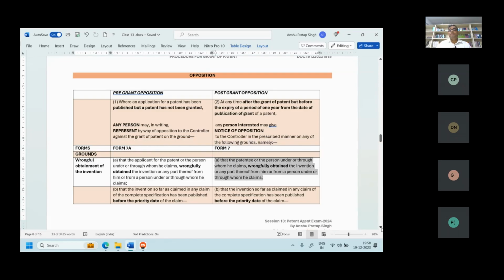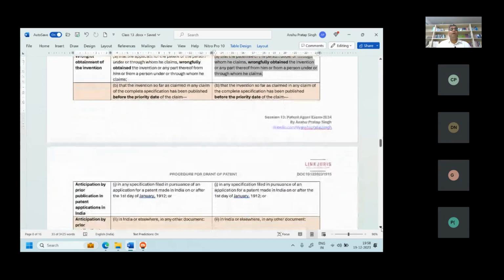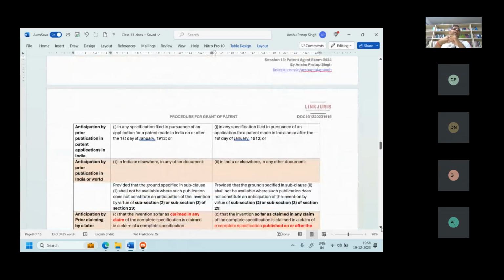Then we go for the anticipation by prior publication in patent applications in India. Second ground is related to anticipation of publications in India, patent publications. Then third ground is anticipation by prior publication anywhere in India or world, except the patent documents. Okay.